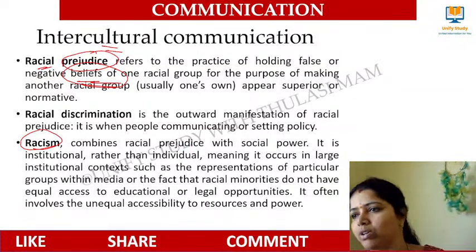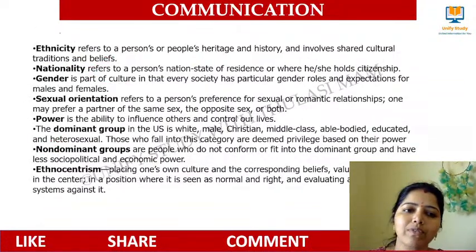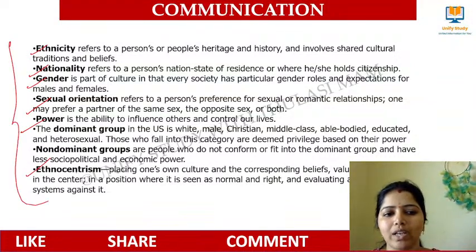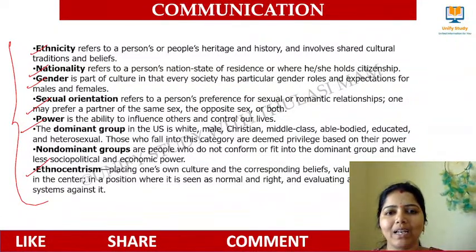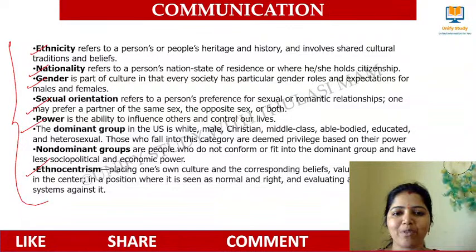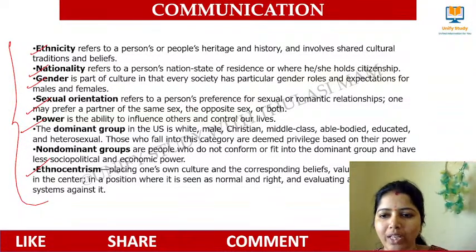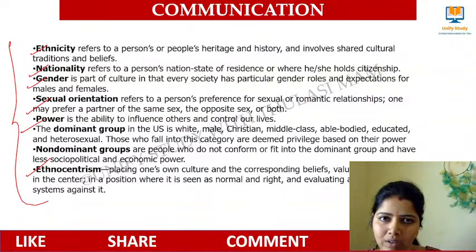So when I do intercultural communication, these are all the terms that have to be studied, right? Next, we have terms like ethnicity, nationality, gender, sexual orientation, power, ethnocentrism. These are all the terms that we use in intercultural communication. Ethnicity means what? Ethnic wear will be telling, right? In Tamil Nadu, we have some kind of ethnic wear. That wear will be telling some reason. Each and every state has their own ethnic wear, right? That tells about the heritage, that tells about the history. That is ethnicity.